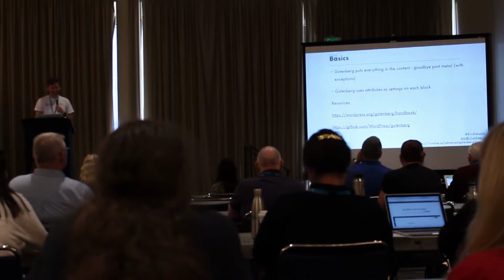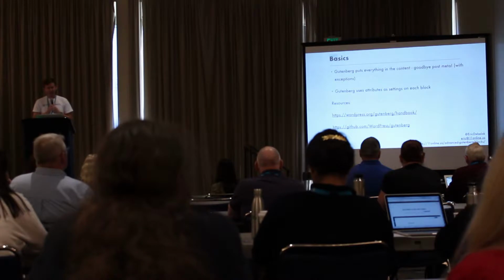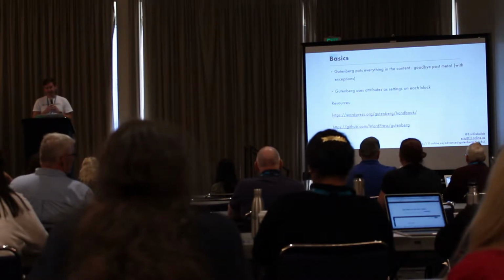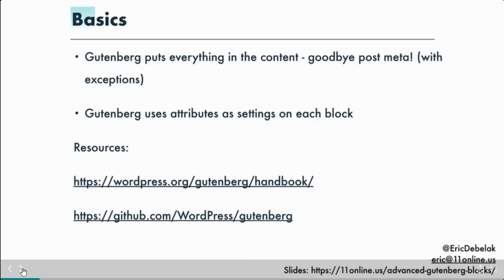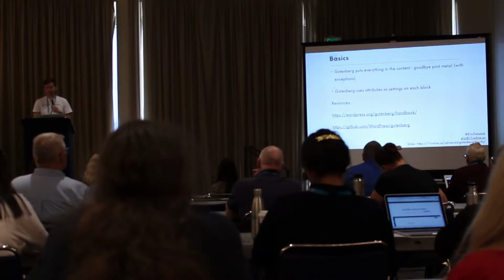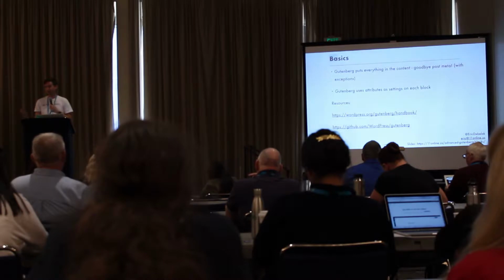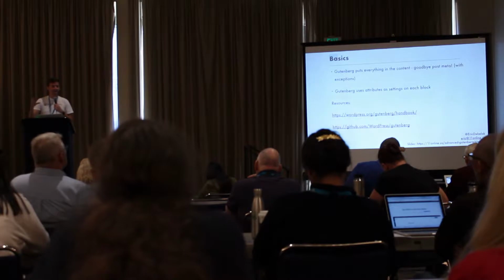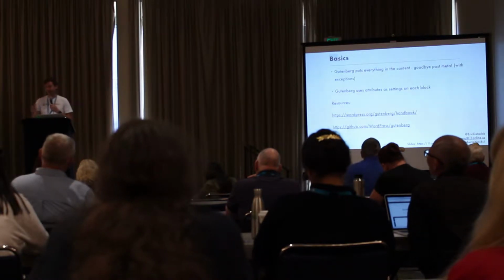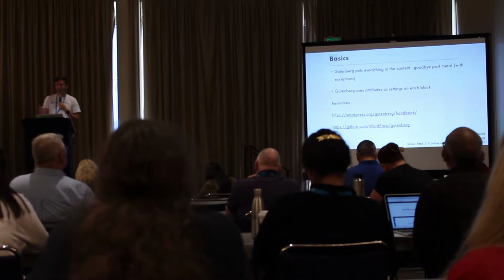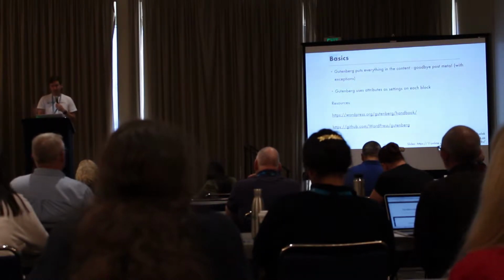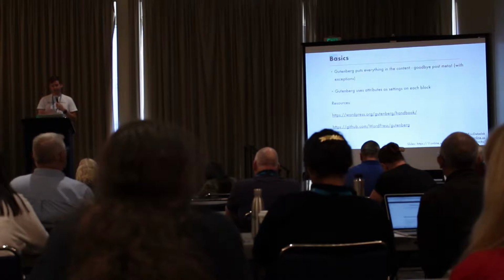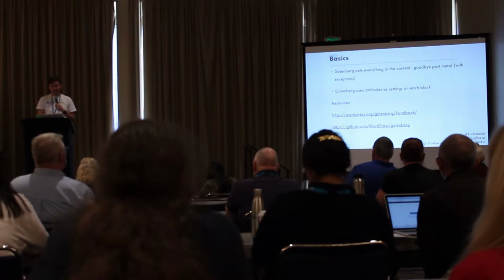So, some basics about Gutenberg. Gutenberg puts everything in the content. So, goodbye post meta, with some exceptions. If you're used to building with post meta, and you use post meta for things outside of just displaying, there are ways that you can actually sync a block with post meta. So if you need to flag this post as having something special that can't be used in a taxonomy, you can still use post meta for that, so that's good, but you don't need to. It's saved in the content, which is beneficial because that's used by default in the search, and it's less queries.